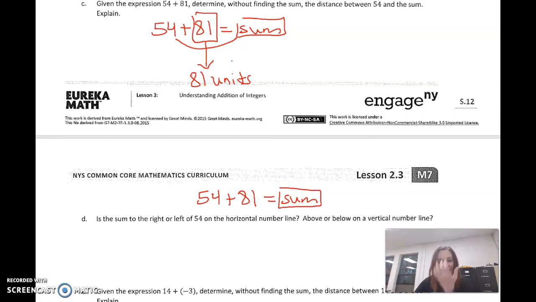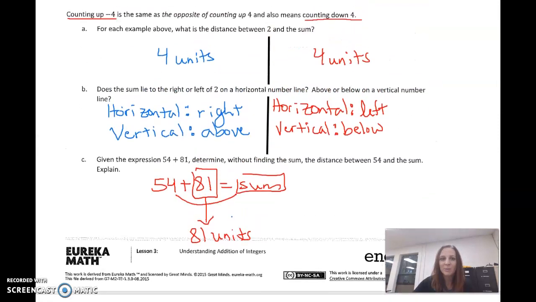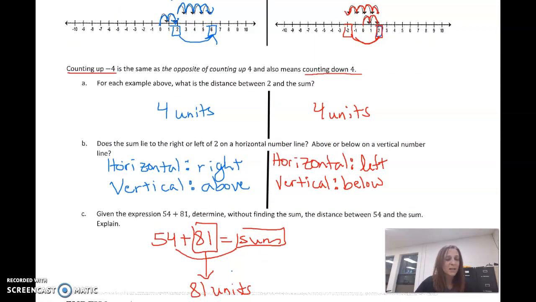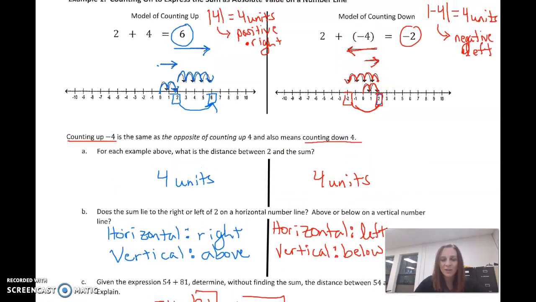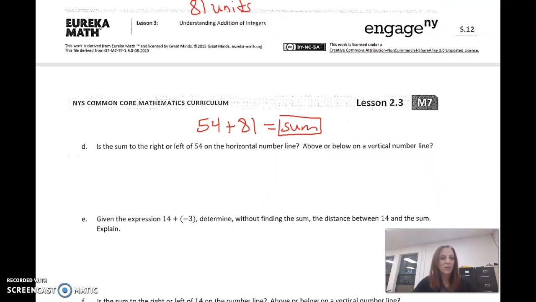Okay, so now thinking about this, it says, is the sum to the right or left of 54 on the horizontal number line? Well, remember when we did this up here, if our second term was positive, it was to the right. If our second term was negative, it was to the left. So on a horizontal number line, remember our 81 here is positive. It's positive means we're moving to the right of 54. So the sum will be to the right.